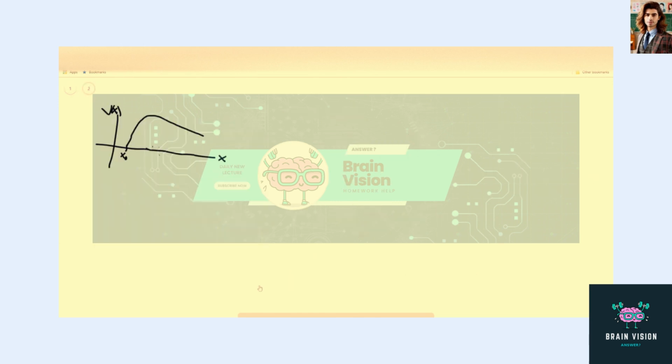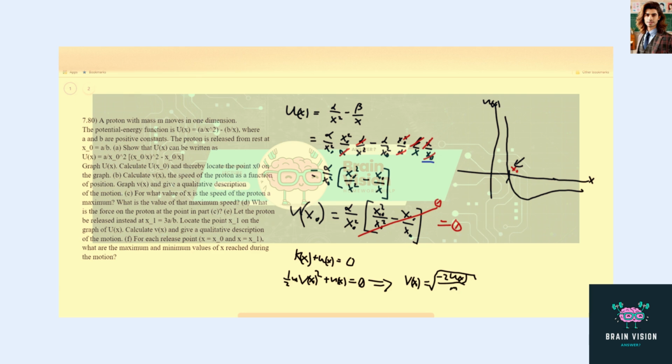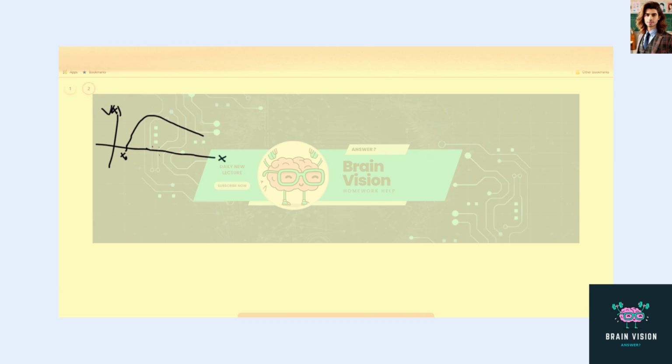Okay, so what was the next part? For what value of x is the speed of the proton maximum? Okay, so I can write down what I've already described before. We have v max at some point of x is going to correspond to when we have potential energy at a minimum at the same value of x.